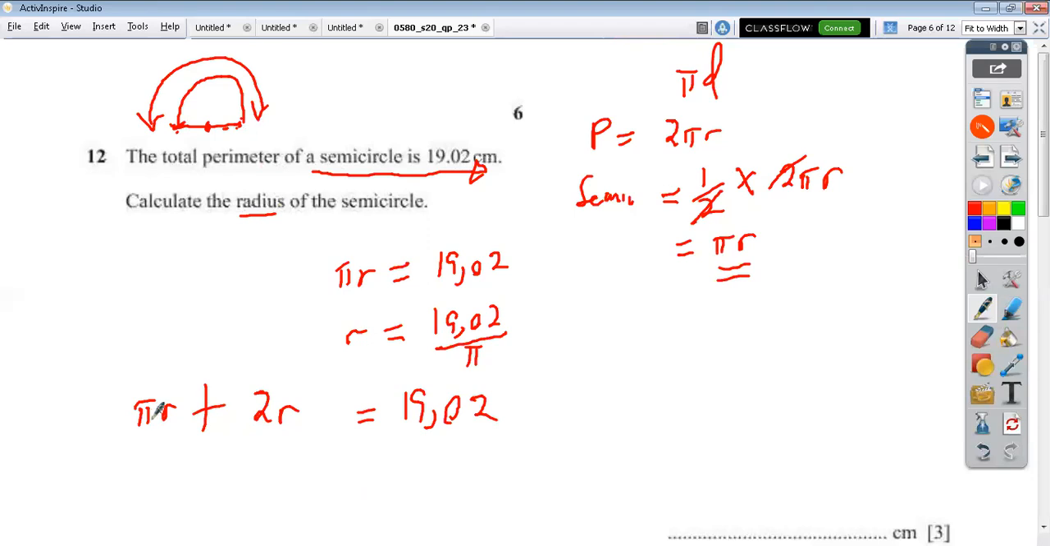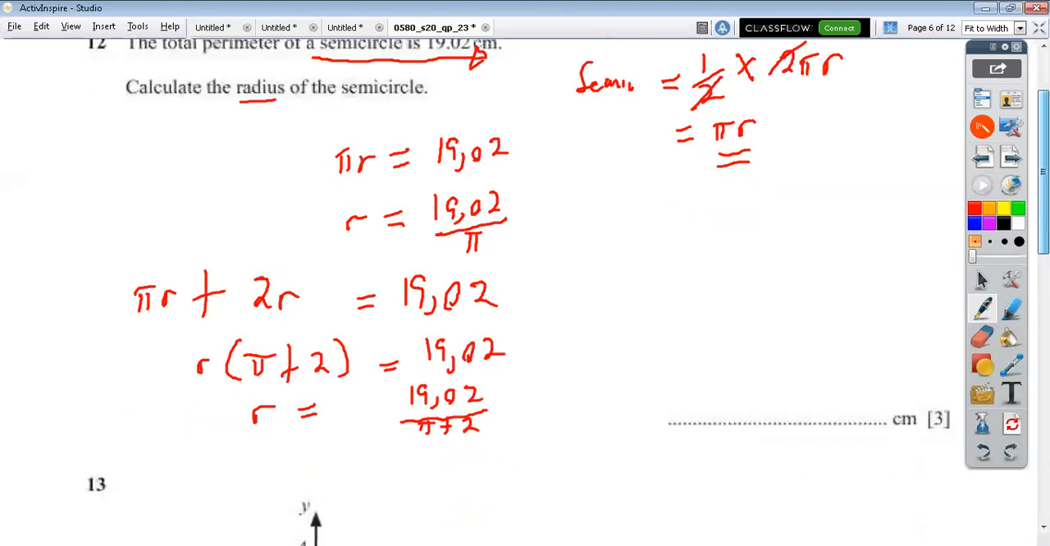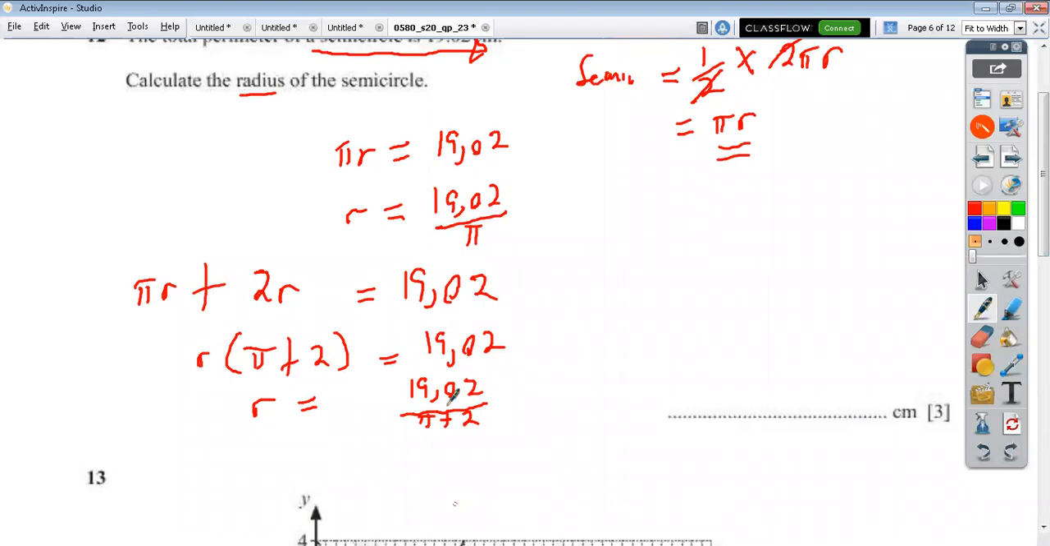So now what we want is to make r the subject. Factorizing, pi plus 2 times r is equal to 19.02. Then divide both sides, so that is r equals 19.02 divided by pi plus 2. So what do you get? 19.02 divided by pi plus 2.